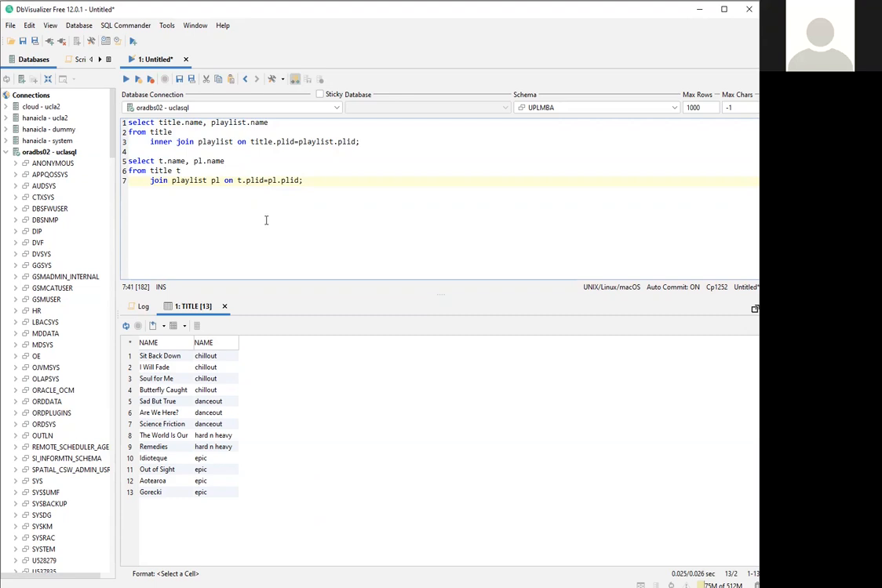Professor, I have a question. When we're naming T.name and PL.name, or choosing the columns, won't it be confusing if we put it like name? Can we rename it? Yes, of course. So this here is AS title. That's a good remark. Title, and this is AS playlist. Now it's much better.